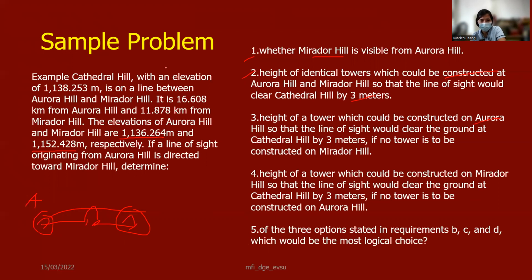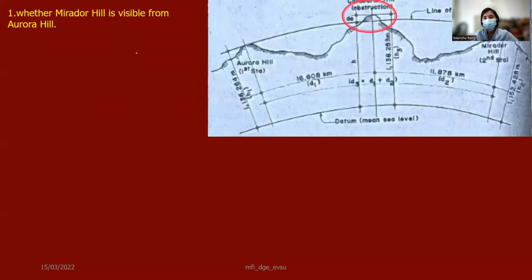Okay, let's start with number 1. The number 1 question is to determine if naka-obstruct ba yung ating Cathedral Hill in between Station Aurora and Mirador Hill. And how are we going to do that? We are going to employ our equation.